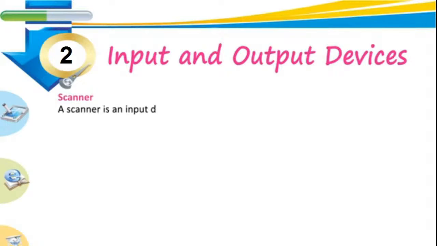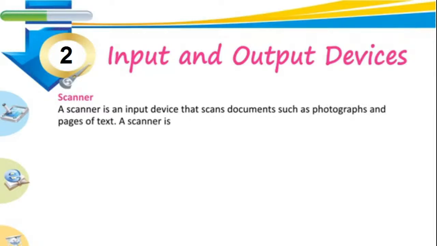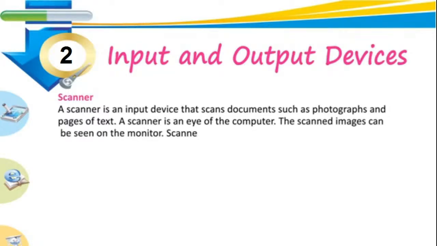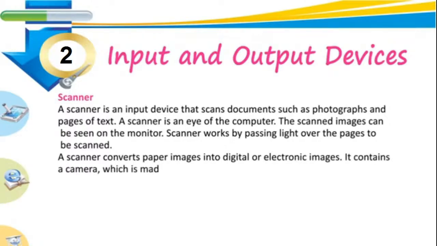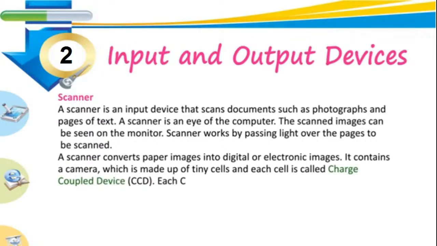Scanner. A scanner is an input device that scans documents such as photographs and pages of text. A scanner is an eye of the computer. The scanned image can be seen on the monitor. Scanner works by passing light over the page to be scanned. A scanner converts paper images into digital or electronic images. It contains a camera which is made up of tiny cells, and each cell is called Charge Coupled Device, CCD. Each CCD transmits a small part of the image to the computer.